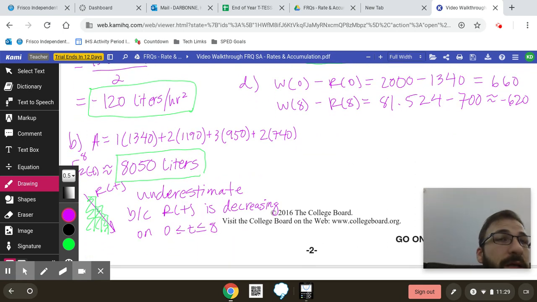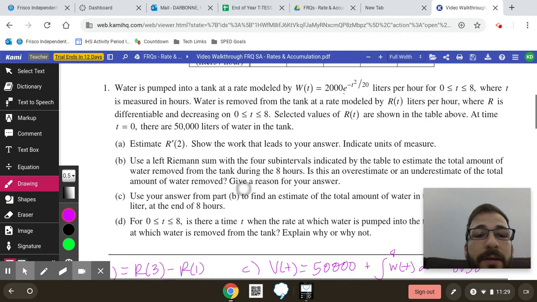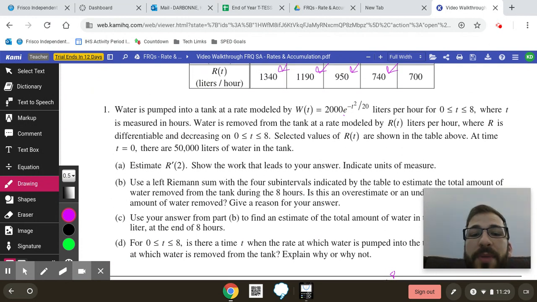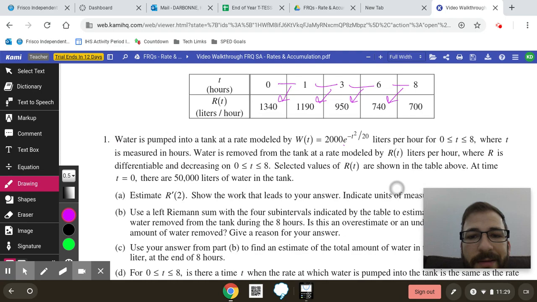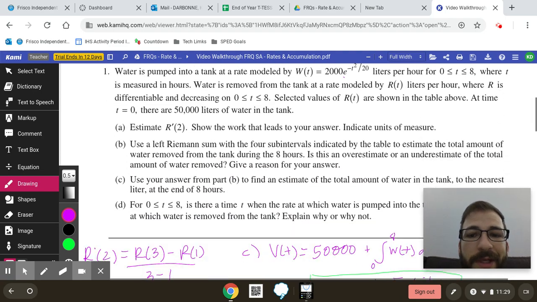So as a conclusion, we want to make sure we talk about all the things for IVT. So first of all, the function has to be continuous. Up here, differentiable, which implies continuity. They don't tell us about W of t, but it's a function involving e. e is continuous for all x values. It just goes nice big swoop. So they don't really need to tell us that. We should be good.